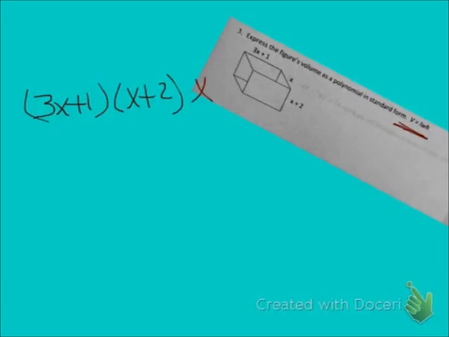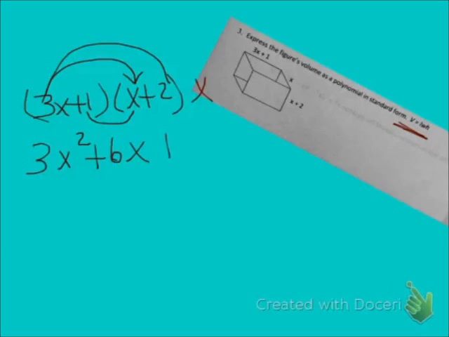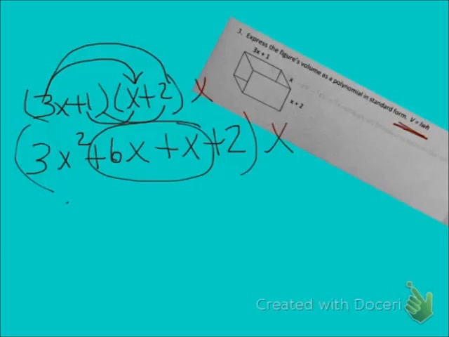So we do 3x times x, which is 3x squared. 3x times 2, which is 6x. And then you do 1 times x, which is x, and 1 times 2, which is 2. Now here, we got that. Don't forget you still have an x outside. Now keep in mind, these two middle terms, you should be able to combine them. Now, that becomes 7x plus 2.